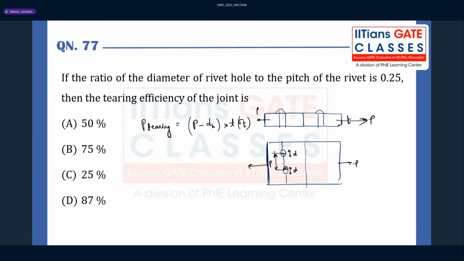Half and half will become full one, right? So this half and this half, if you just combine, it will be what? Complete one rivet's diameter of hole. That's why I'm writing 1 into dh. So that is the tearing load.